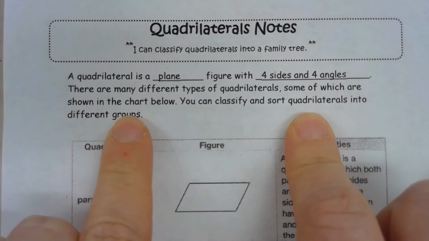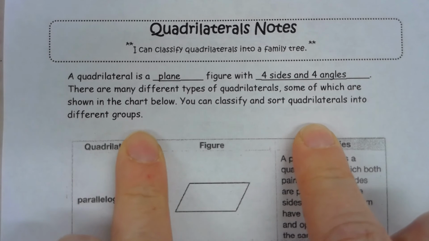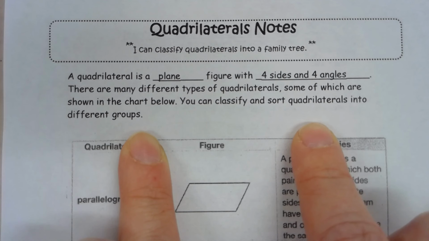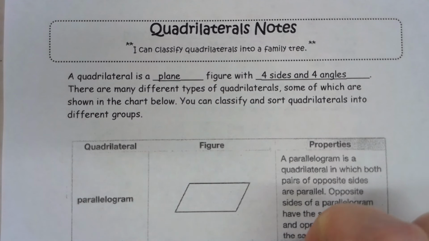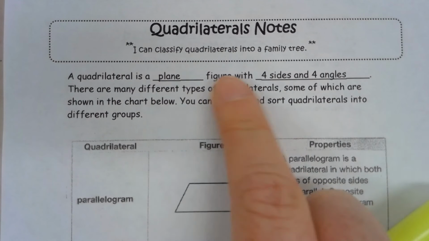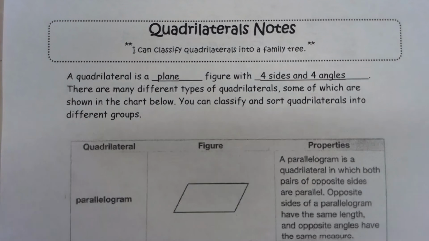First of all, take note up here. A quadrilateral is a plane figure with 4 sides and 4 angles. There are many different types of quadrilaterals, some of which are shown in the chart below. We're going to classify them and sort them by their characteristics. So again, boys and girls, you should have completed those 2 blanks.